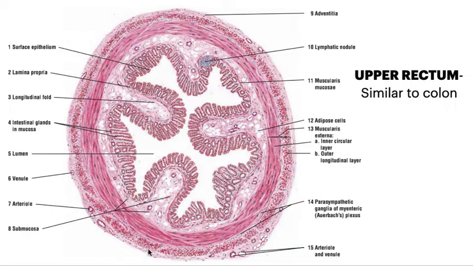So the upper part of the rectum is similar to that of the colon, except it lacks the tinea coli. It looks like the colon except the tinea coli.